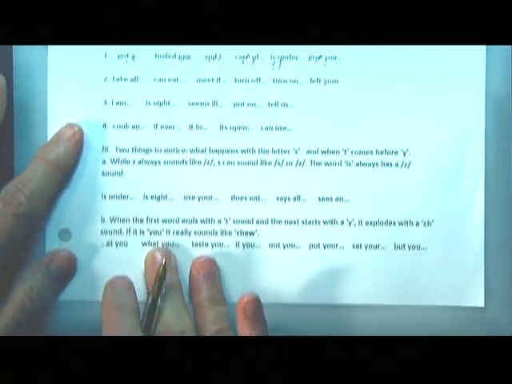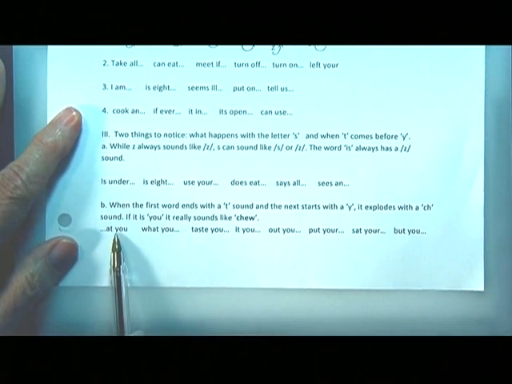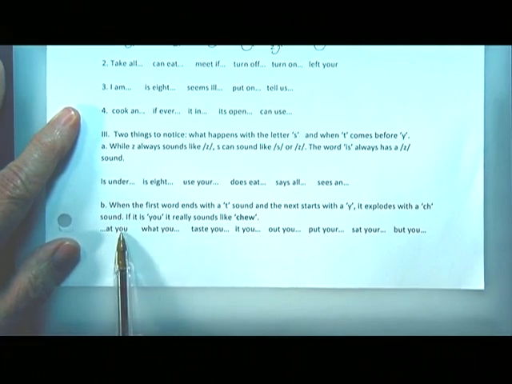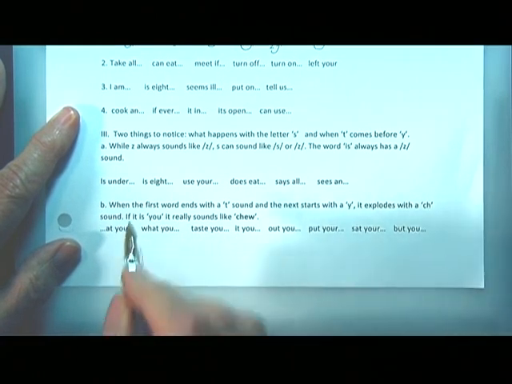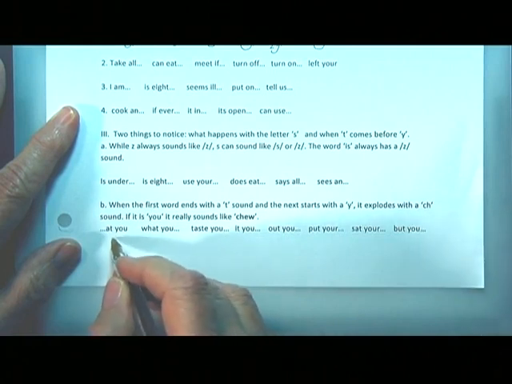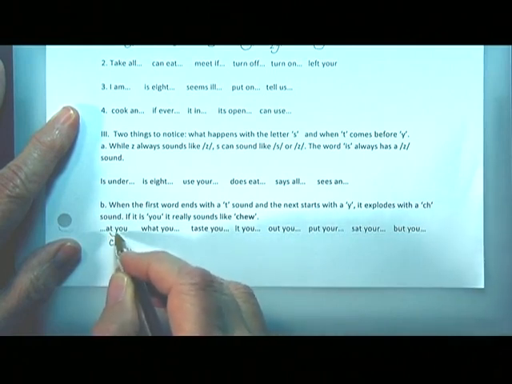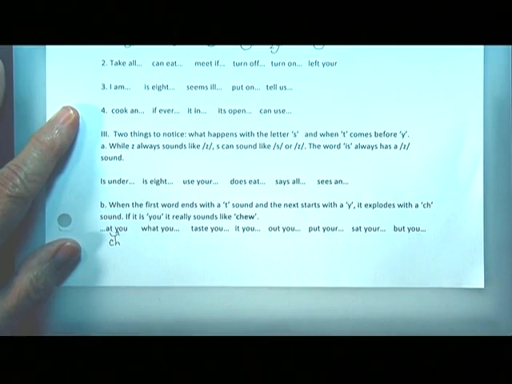There are some exceptions or strange sounds that happen. And that is before a Y when there's a T in front. So instead of at you, we do this funny thing and we make it sound like a ch. So instead of being at you, it actually sounds like a sneeze. At you. I'm not looking at you. What you?